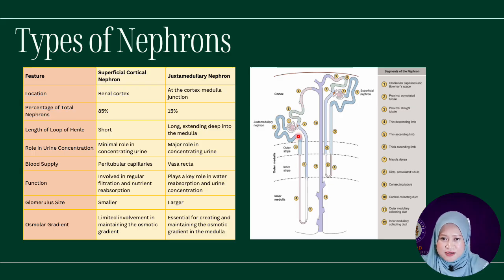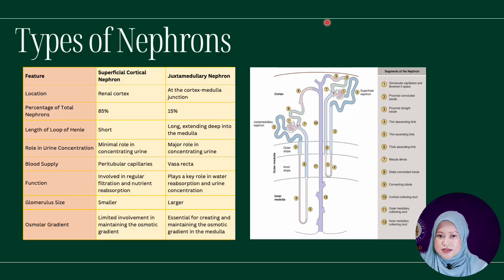The remaining 15% are juxtamedullary nephrons. They are located near the junction between the cortex and the medulla. What makes them special is their long loop of Henle, which extends deep into the medulla. The structural difference from the cortical nephron is very important. The long loop of Henle allows the juxtamedullary nephron to create and maintain the osmotic gradient in the medulla. The gradient is what enables the kidney to concentrate urine when necessary, especially during dehydration.